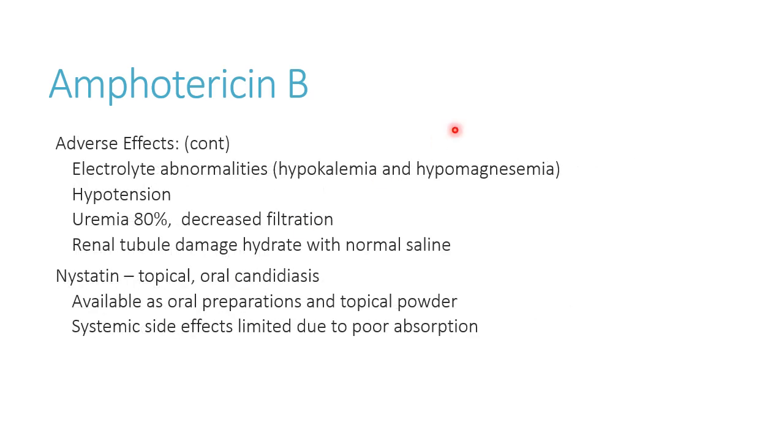Other side effects here, as we mentioned, are the electrolyte abnormalities. It's very easy to see how that could occur because, with it causing release of things like potassium and magnesium out of the fungal wall, it's going to do the same thing, especially within our renal tubules. And so you can find they're going to pee out a lot of potassium and magnesium, causing hypokalemia and hypomagnesemia. We call this electrolyte wasting, when you end up peeing out a lot of electrolytes you should be holding on to.